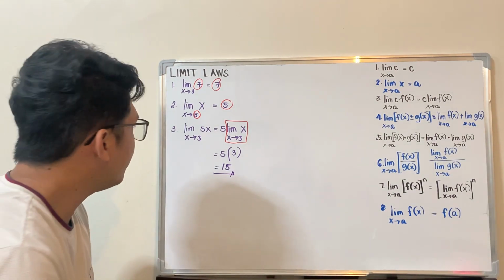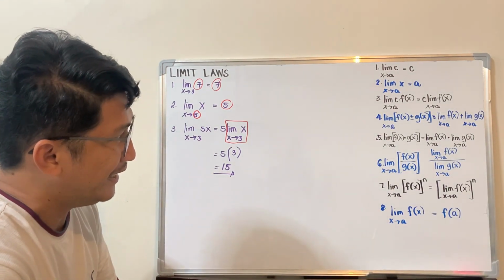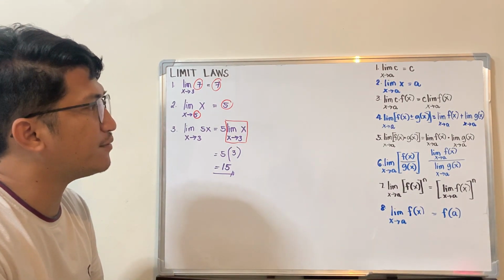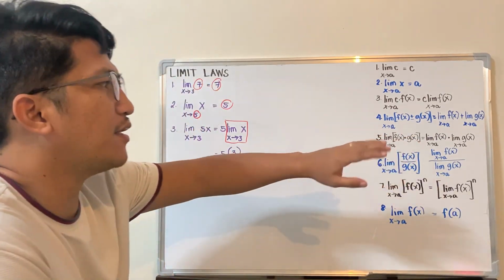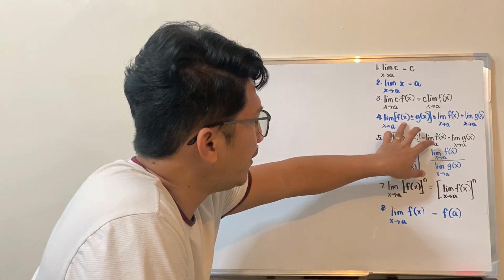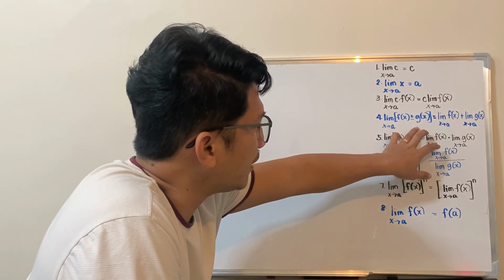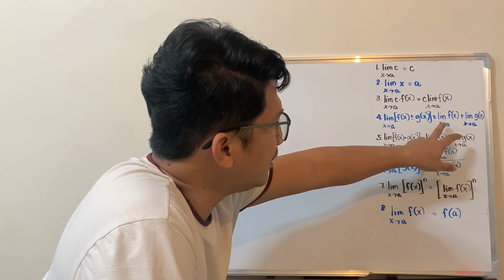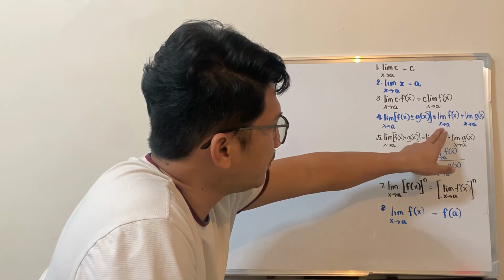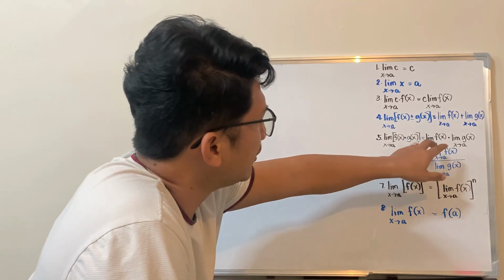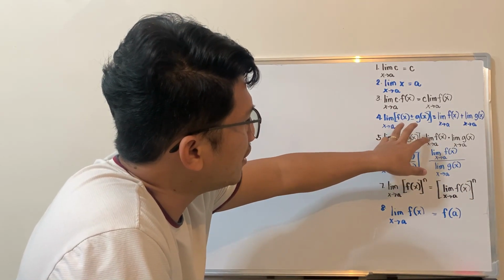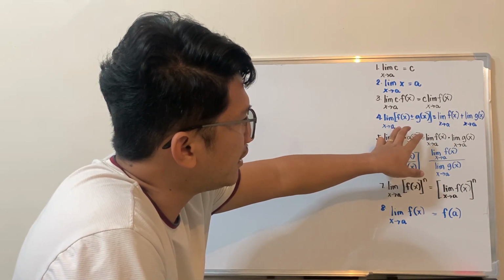We have number 4. It says that if there is more than one term, you can separate them. So given f of x plus g of x, you have the limit of f of x as x approaches a plus the limit of g of x as x approaches a. So you can evaluate the limit of each term separately.